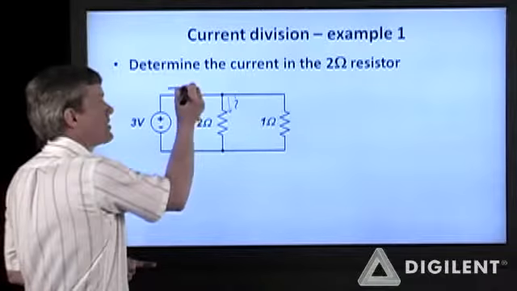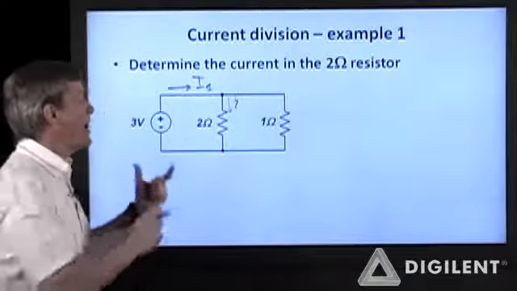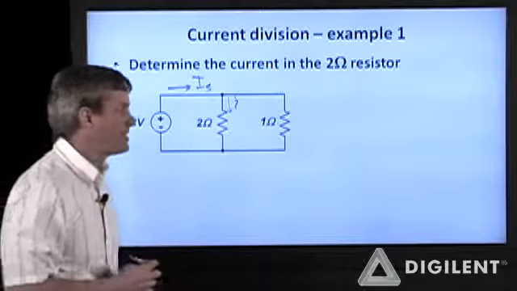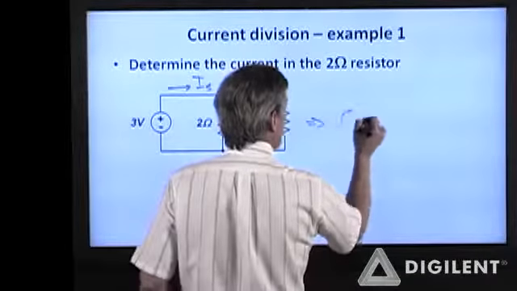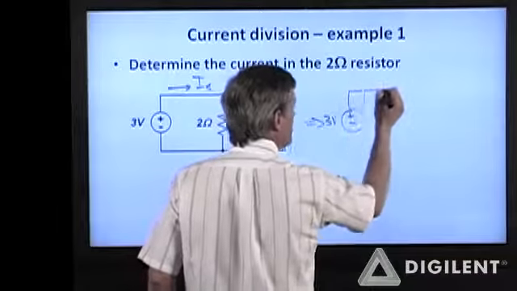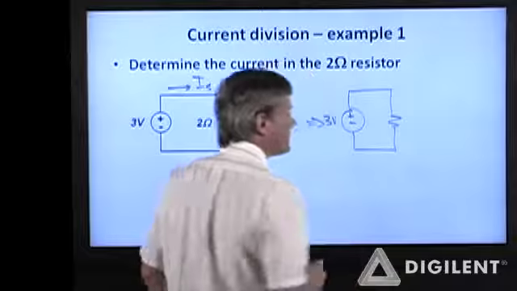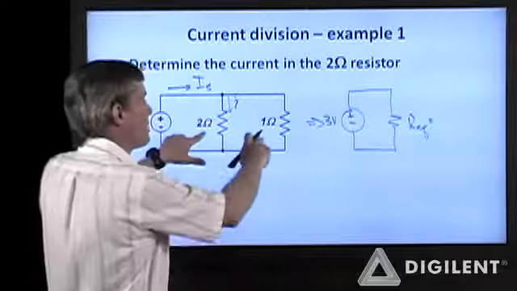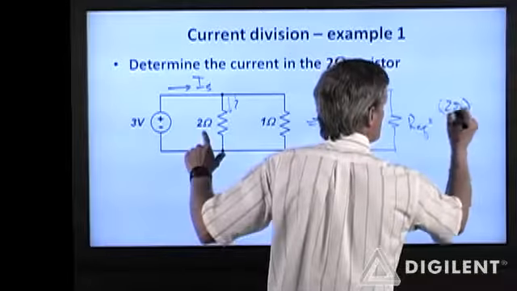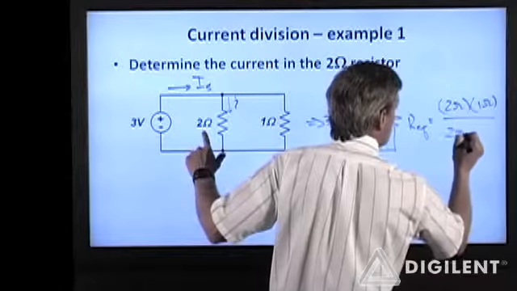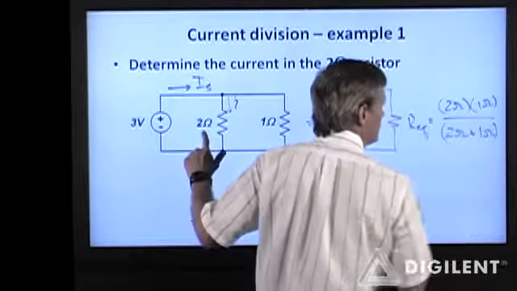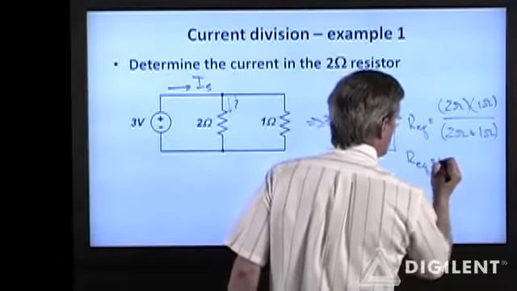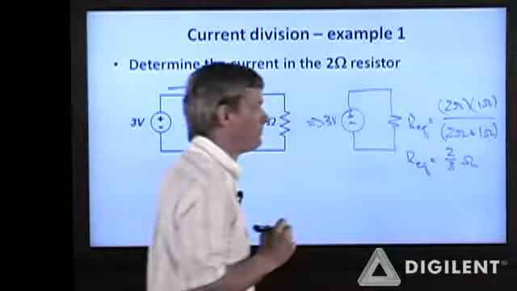Okay, to find this total current, which I'm going to call I sub S, is going to be this voltage divided by the equivalent resistance here. I can redraw this circuit as a 3-volt source in series with an equivalent resistance. Req from our previous slide is the product of these two resistances, 2 ohms times 1 ohm, over 2 ohms plus 1 ohm. So Req is 2 ohms over 3 ohms, so Req is 2/3 of an ohm.